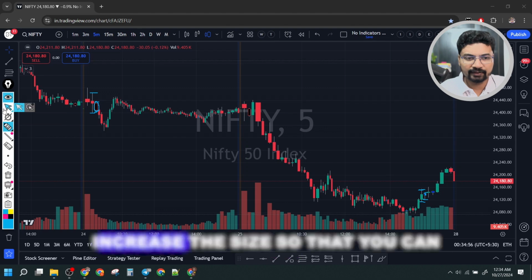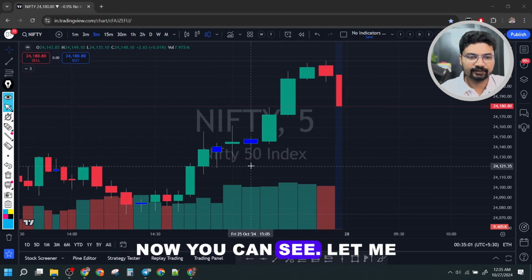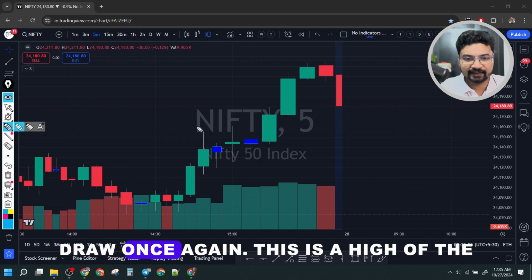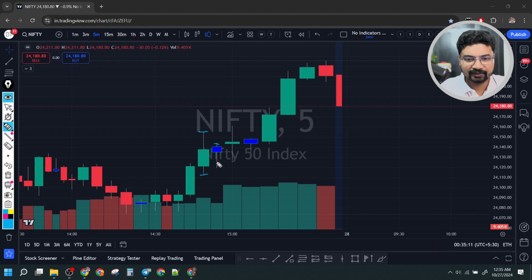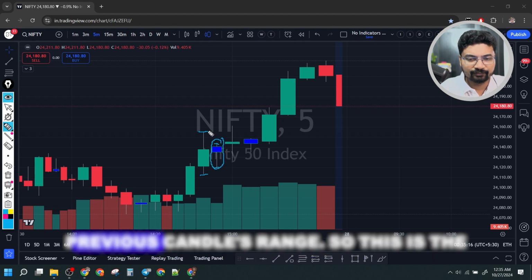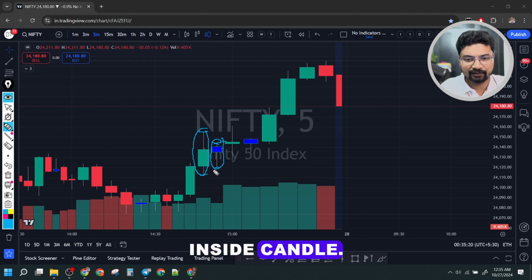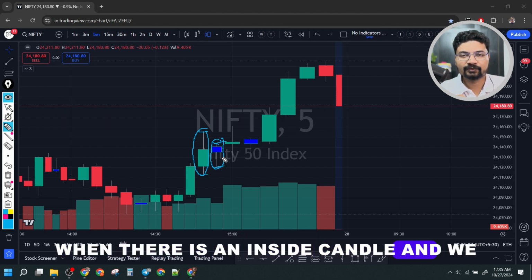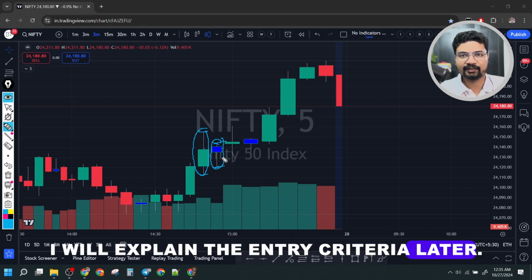Let me increase the size so that you can clearly see. Okay, now you can see. Let me draw once again. This is the high of the previous candle, this is the low, and the current candle's high and current candle's low. This candle is inside the previous candle's range, so this is the inside candle. When there is an inside candle, we prepare for the strategy, but it is not the entry criteria. I will explain the entry criteria later.